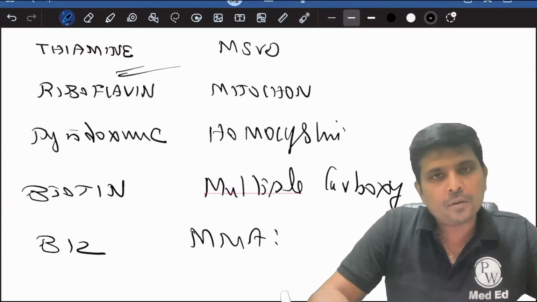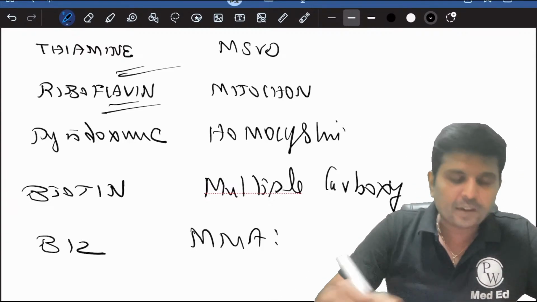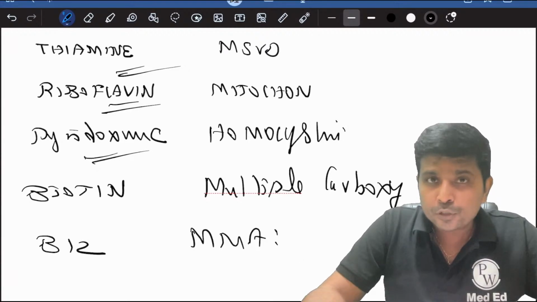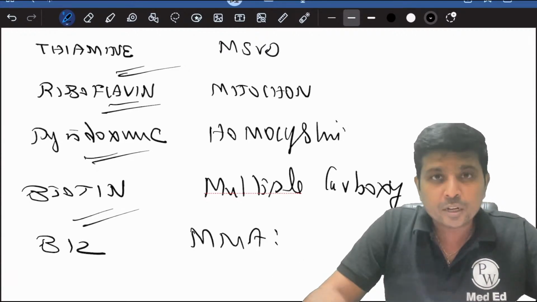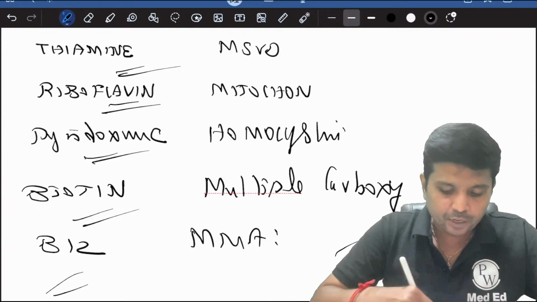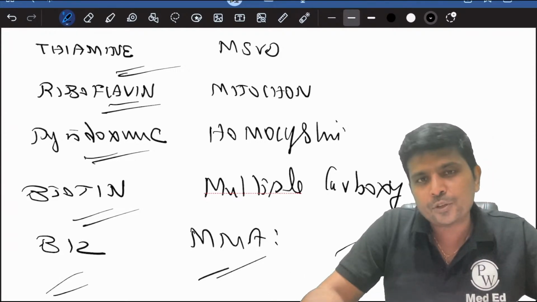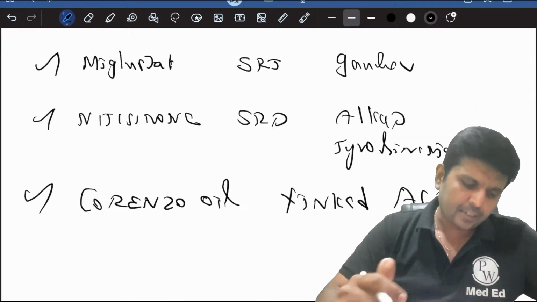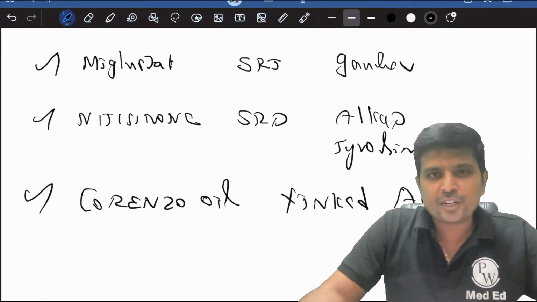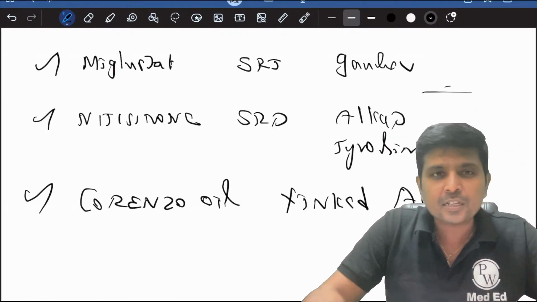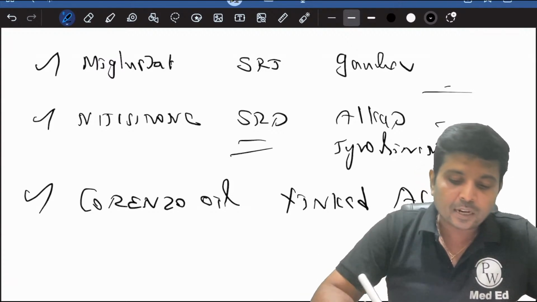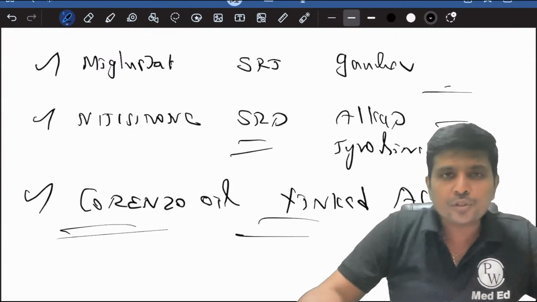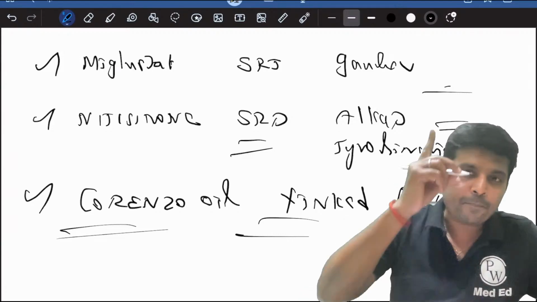Thiamine B1 is used in maple syrup urine disease. Riboflavin is used in mitochondrial diseases. Pyridoxine is used in homocystinuria. Biotin is used in multiple carboxylase deficiency, and B12 is used in methylmalonic aciduria. Very, very important thing. As well as other things, miglustat is substrate reduction therapy used in Gaucher's disease. Nitisinone, substrate reduction therapy, is used in alkaptonuria and tyrosinemia. And Lorenzo's oil is used in X-linked adrenoleukodystrophy.